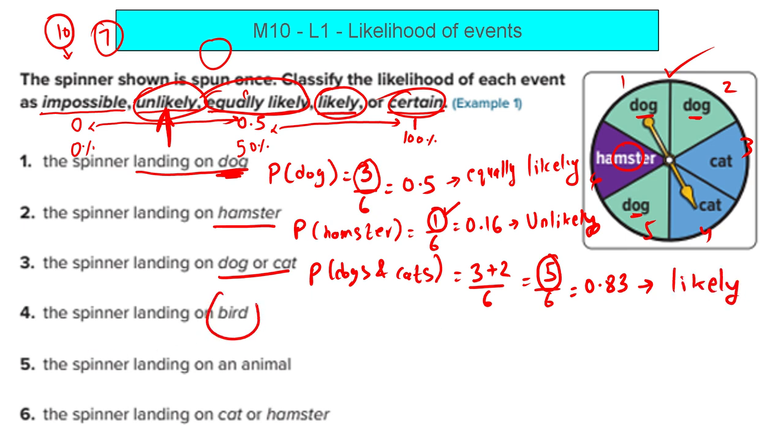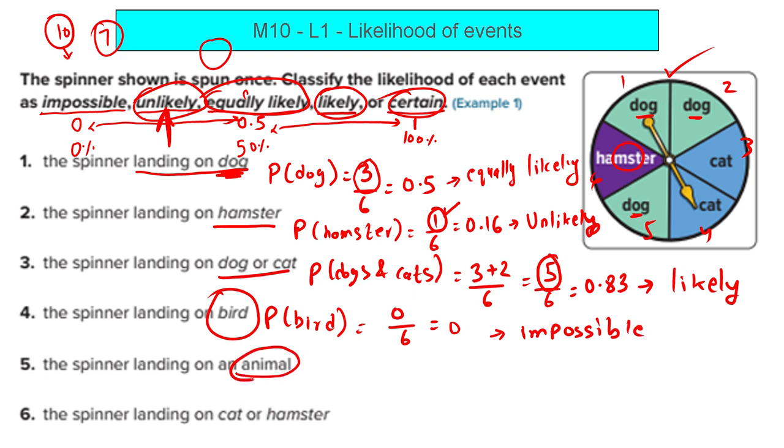Landing on a bird. Now check carefully. Do I have any bird here? There is no bird in the spinner, right? No bird yani 0, correct? 0 birds are there. So 0 out of 6. And when something is 0, we call it what? Impossible. It is impossible to get a bird on the spinner because there are no birds there.